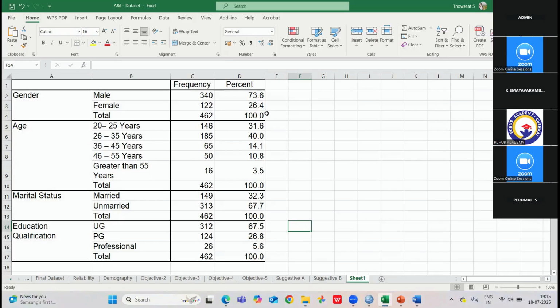With respect to the age category, the majority of the respondents in the software industry were between the ages of 26 and 35, which was measured to be 185, that is 40%, followed by 20 to 25 years, which is equal to 146, and in bracket I will put 31.6.